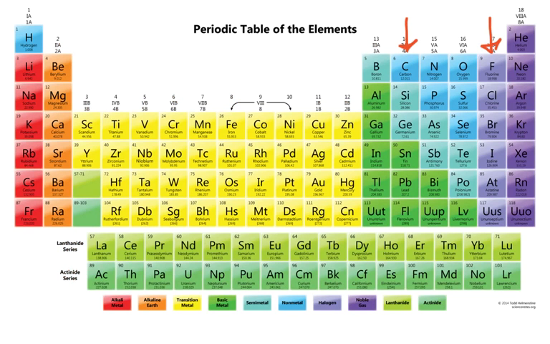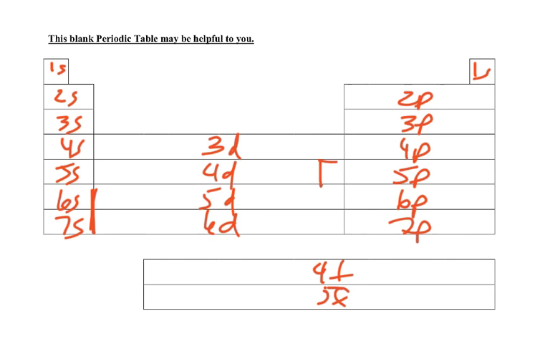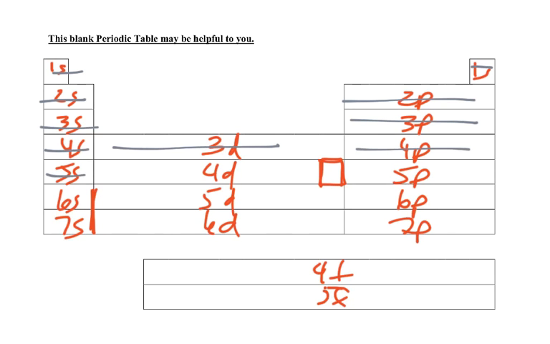So where's cadmium? Cadmium is somewhere here in the middle, I believe. There it is, cadmium, right below zinc. So that means it would be right here. So what would cadmium be? I'm going to use a count. 1s2, 2s2, 2p6, 3s2, 3p6, 4s2, 3d10, 4p6, 5s2, 4d10.